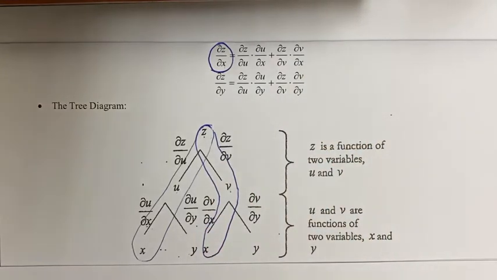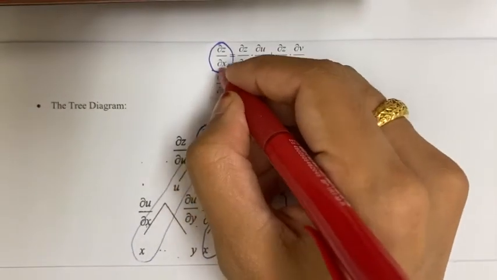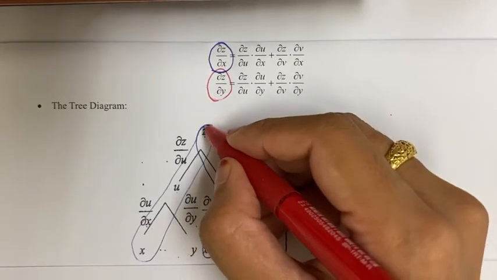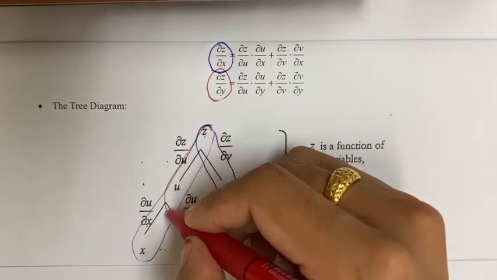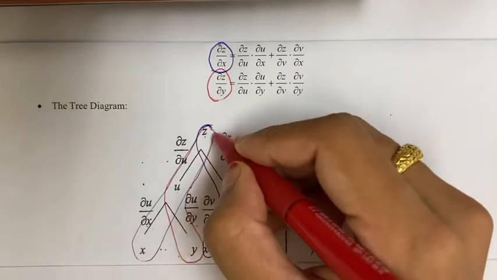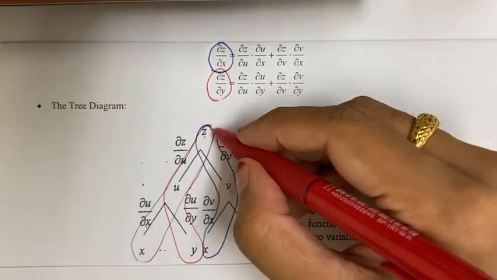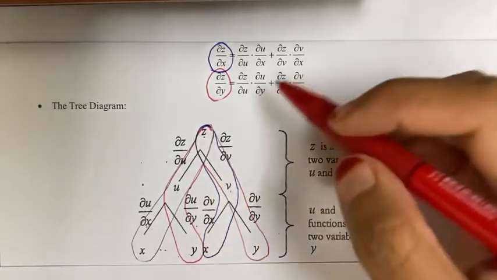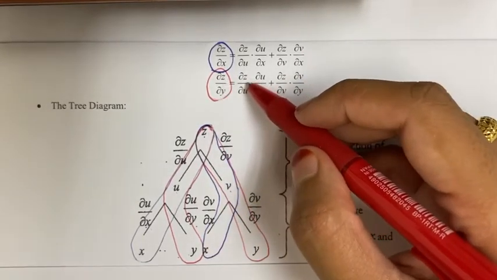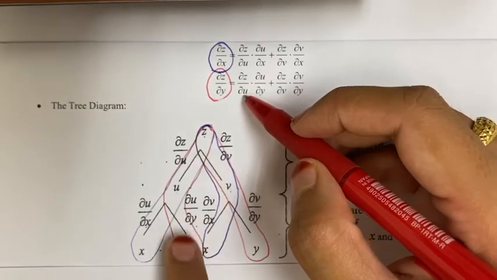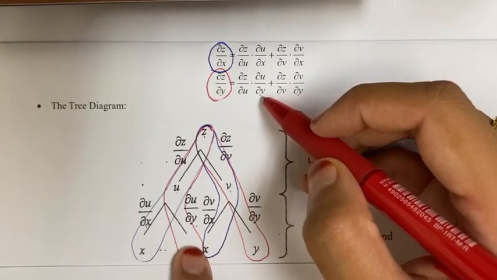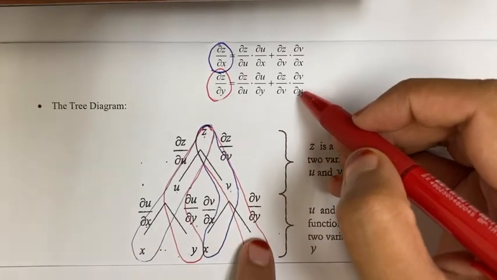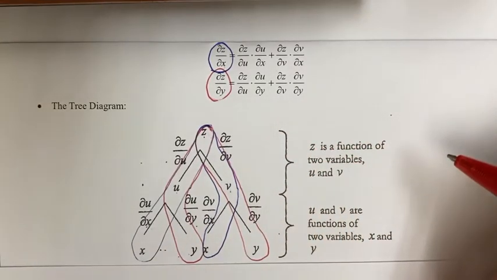And then for del z over del y, you start with the z and then find the y. So you have z, u and then y, and then again plus z, v and y. So that's why you have del z over del y equal to del z over del u multiplied by del u over del y plus del z over del v multiplied by del v over del y.